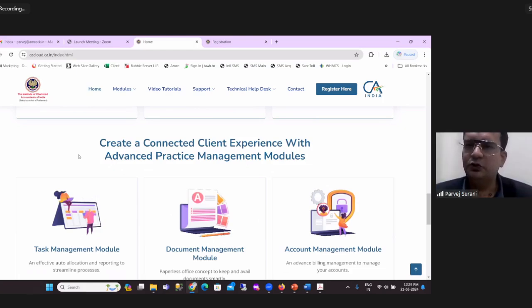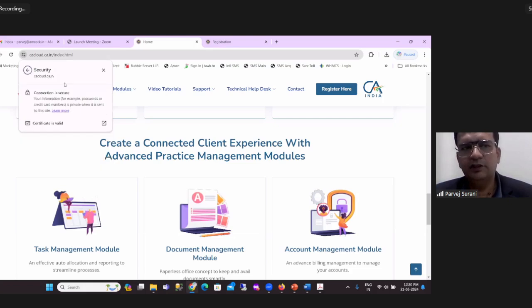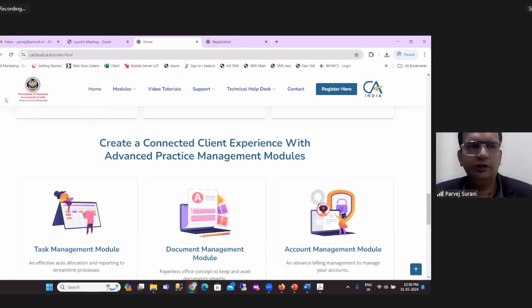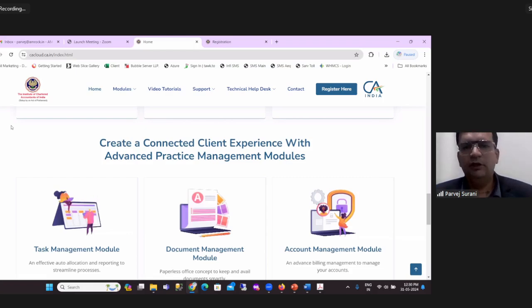There are many security measures available in the practice management software. First, we have implemented SSL certificates, secure socket layer, in all the members' practice management software. With that, you can see here the connection is secure. Then the second security feature is that we are using the world's best company's server, Microsoft Azure. Microsoft has already set the security features over its cloud server, so that is the second most secure layer with us.